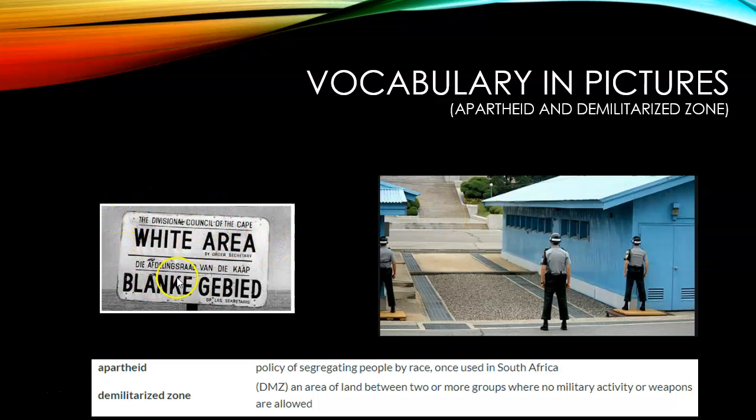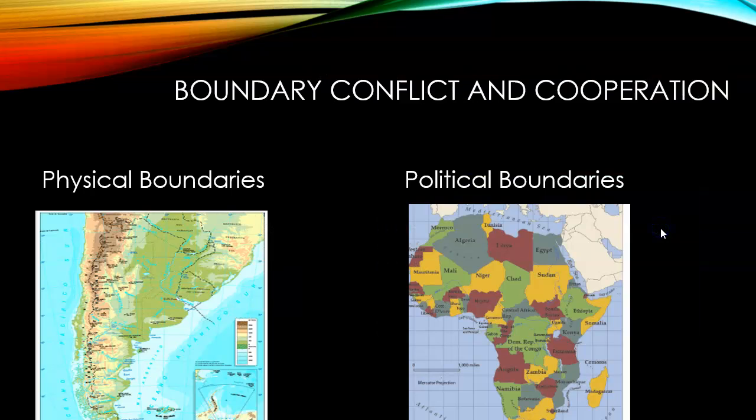Apartheid was that division between races in South Africa. Demilitarized zone is an area between two different groups or two different countries where no military activity exists. This may look familiar to you. This is between North and South Korea, and President Trump and the leader of North Korea actually met here a few weeks ago, and there was lots of media coverage there.